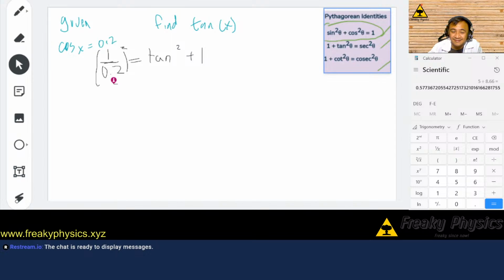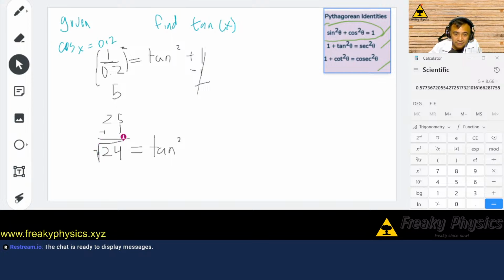That gives 5, and then it goes to 25. And then we minus the 1 to move it to the other side. That makes 24, equal to tan squared of x. All right, good. Then you square root this.